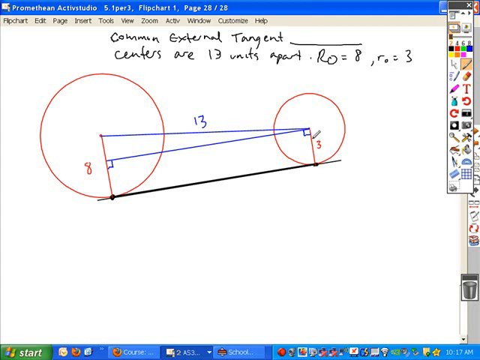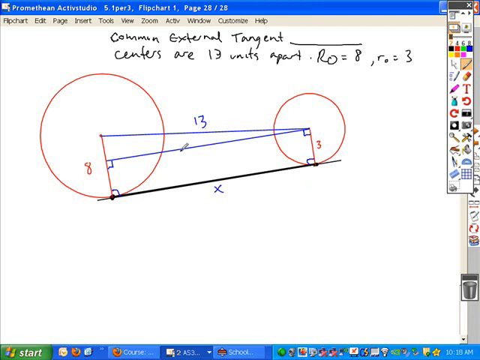Okay. Again, what do I know about the radius and the tangent line? They intersect at what angle? 90. So what kind of a figure did I create right here? A rectangle. And in a rectangle, what do you know about the opposite sides? They're equal. So here's our unknown. This is what we're looking to solve for.